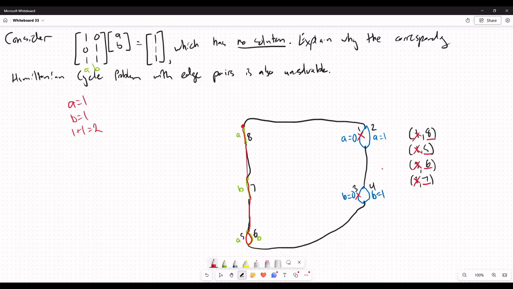And that's the problem we run into: once I use edge 8, that forces me to also use edge 5. And once I use edge 7, that also forces me to use edge 6. And then that leads to our problem. So there is no solution. There's no Hamiltonian cycle, well, no Hamiltonian cycle using our edge pairs.